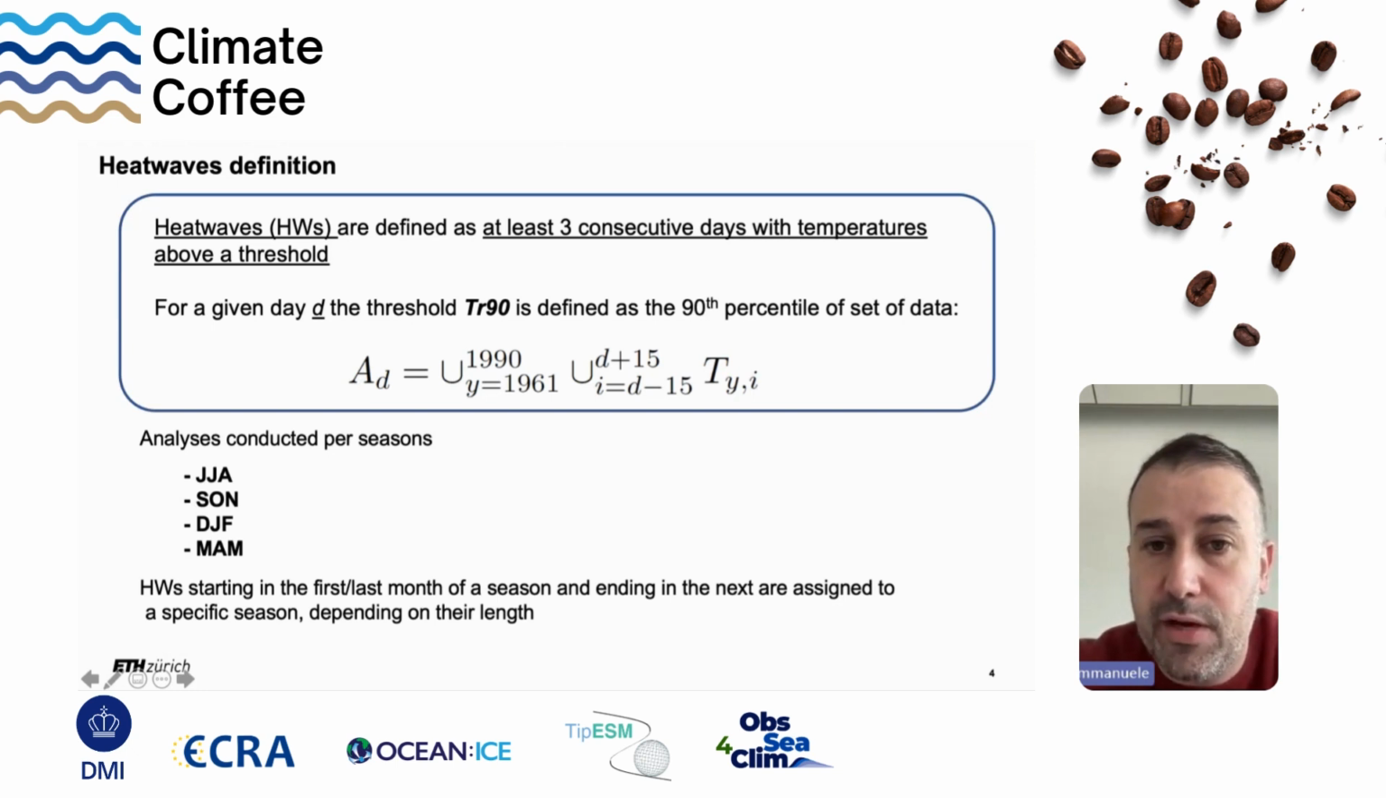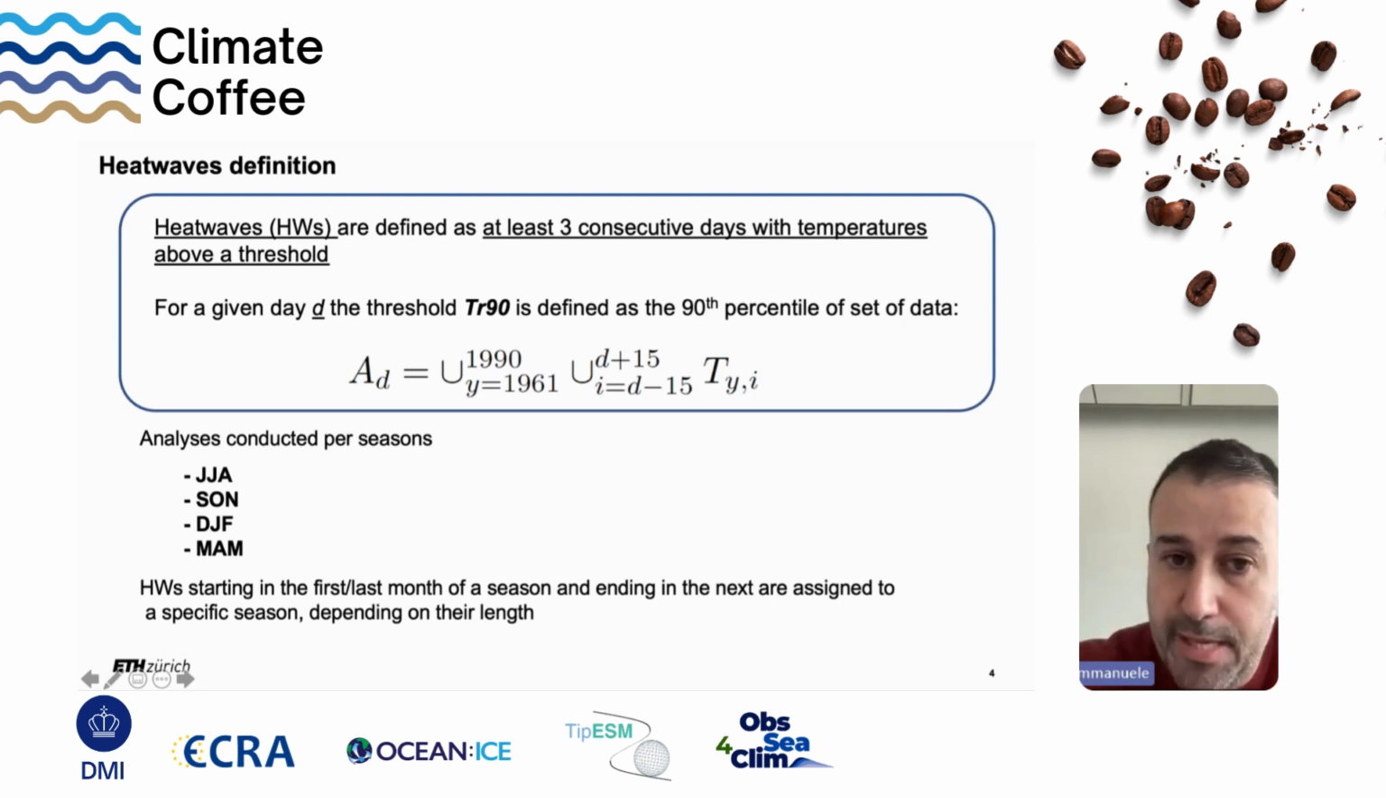So basically, for each day of the year, we have a different threshold. So we have a kind of running threshold that is given by the 90th percentile of like 31 days repeated 30 times.